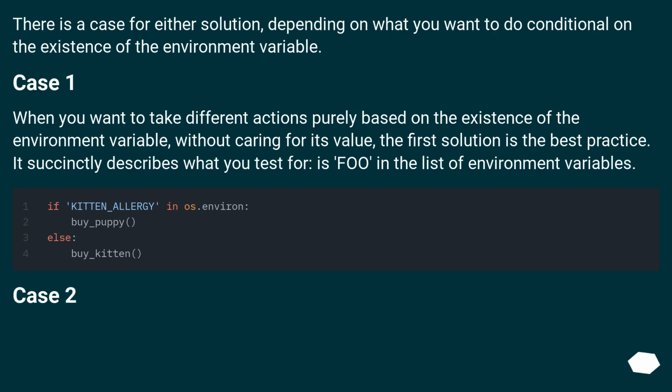There is a case for either solution, depending on what you want to do conditional on the existence of the environment variable. Case 1. When you want to take different actions purely based on the existence of the environment variable, without caring for its value, the first solution is the best practice. It succinctly describes what you test for, is foo in the list of environment variables.